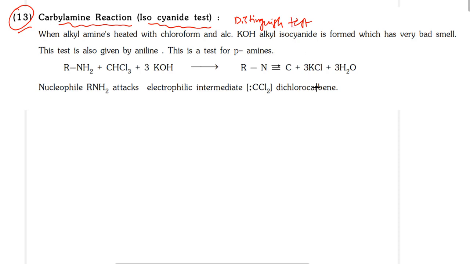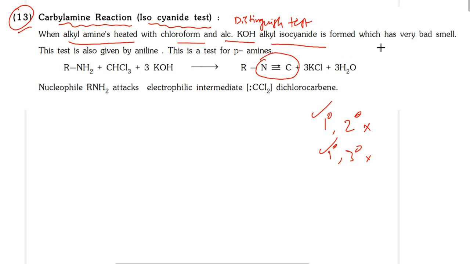It is also a distinguishing test. Between whom can we distinguish? Primary and secondary, and primary and tertiary. So always primary compounds are giving, secondary and tertiary compounds are not giving. That's why we can distinguish between primary amines and secondary, primary amines and tertiary amines. Okay, when alkyl amines are heated with chloroform and alcoholic KOH, alkyl isocyanide is forming. Alkyl isocyanide, NC, forming, which has a very bad smell. The smell is the only indication.